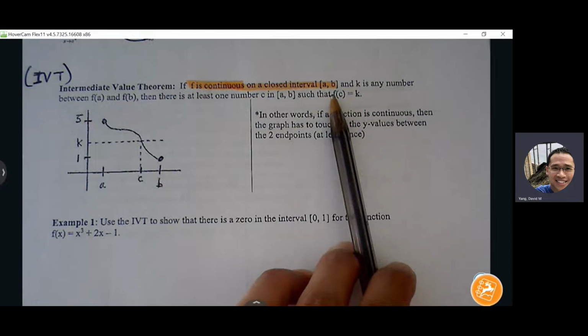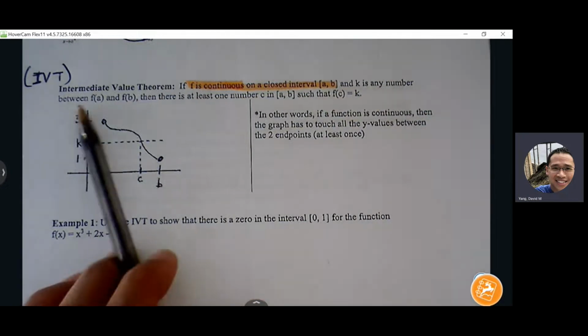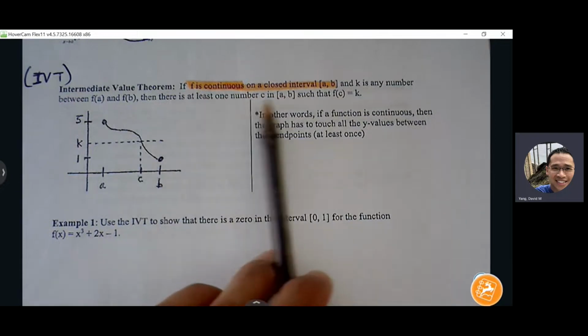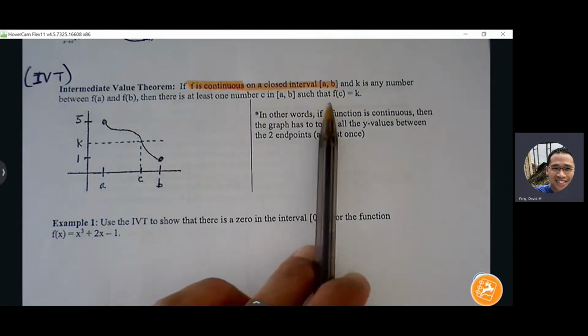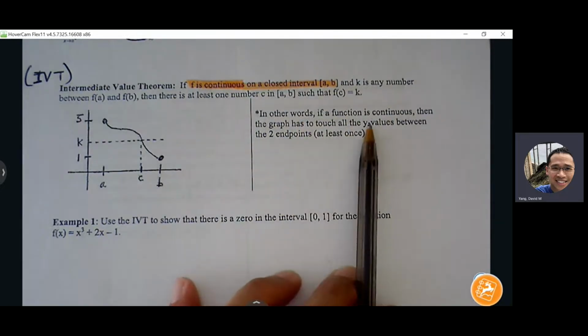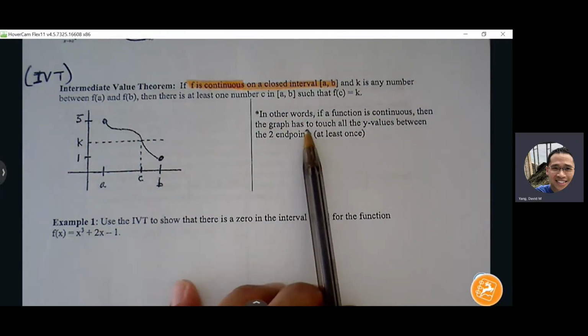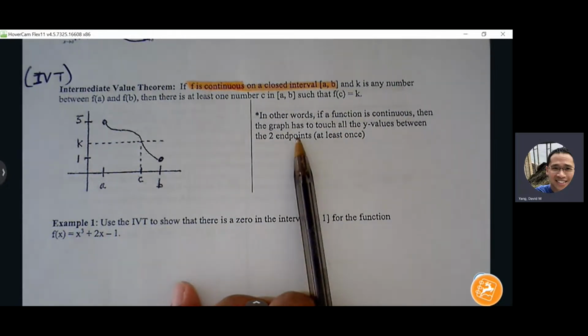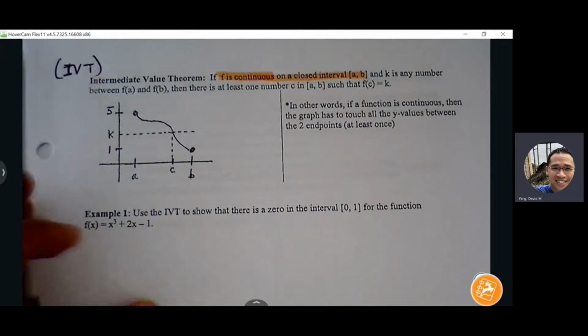So if our function is continuous on a closed interval and k is any number between f of a and f of b, then there is at least one number c in the closed interval such that f of c equals k. Okay, so it's kind of hard to understand. Let me reword it a different way. If a function is continuous, then the graph is guaranteed to touch all the y values between the two endpoints. So let me say it this way.